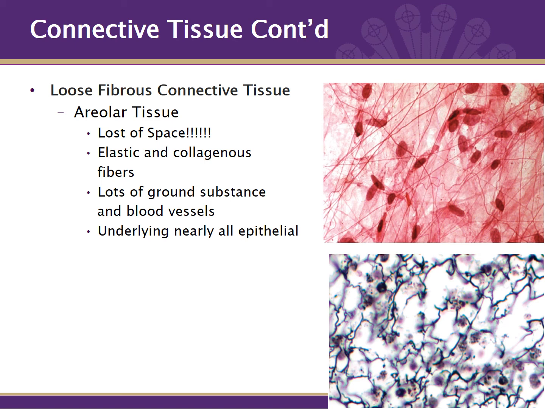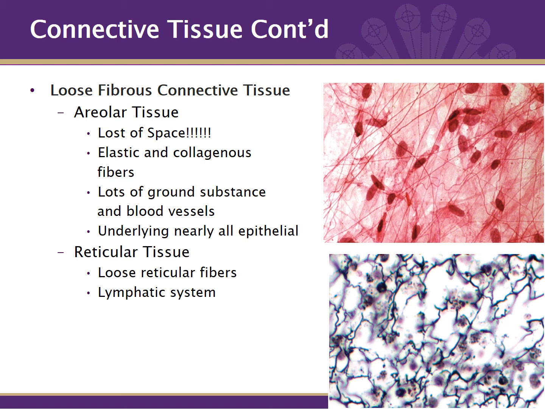It is found underlying nearly all epithelial tissue and surrounds blood vessels and nerves. It can also be found in the esophagus, trachea, and between muscles. It functions to loosely bind epithelial tissue and provides blood and nutrients for epithelium. Remember that epithelial tissue does not have a blood supply. It also provides passages for blood vessels and nerves to other tissue.